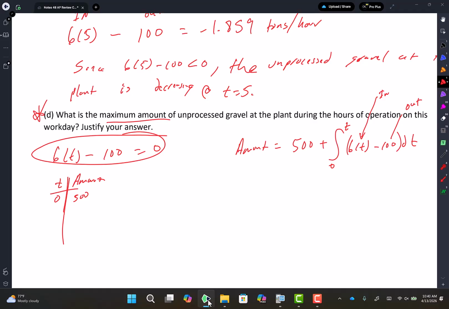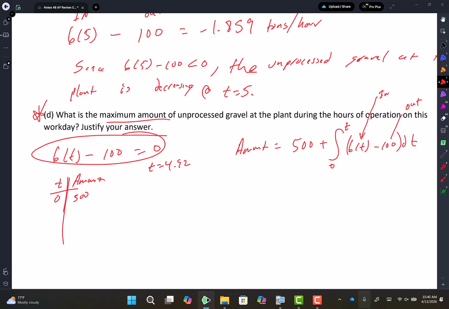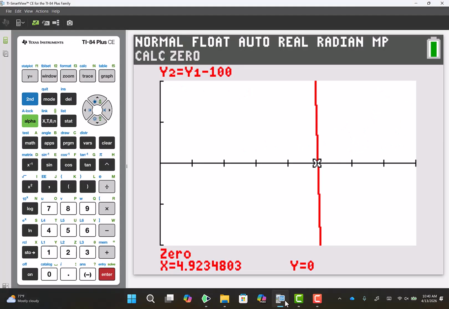You don't have to show anything, guys. Just type in that this happens at t equals 4.92348.